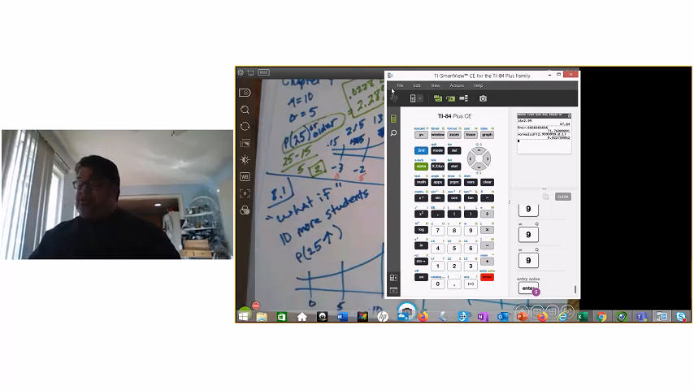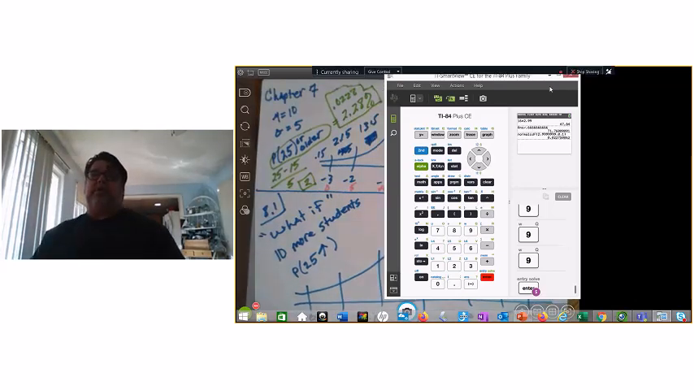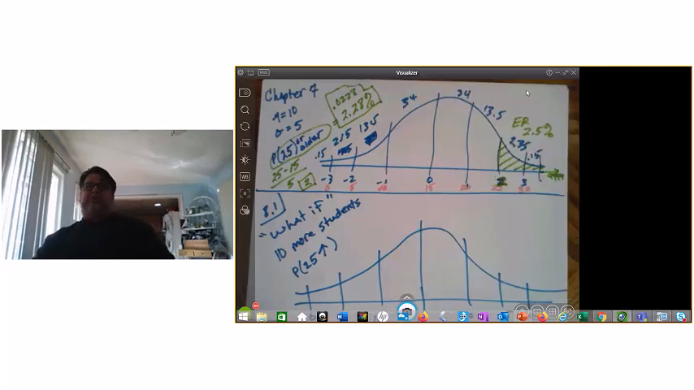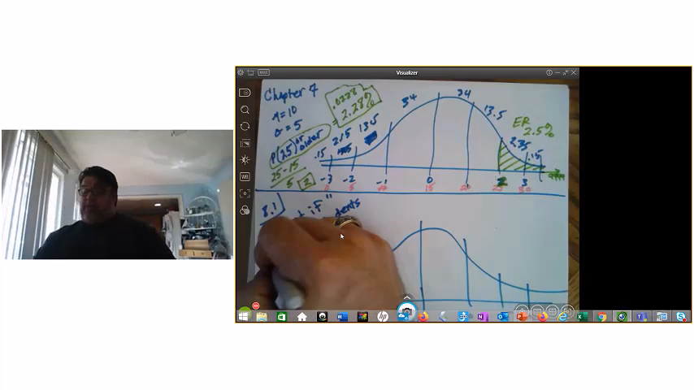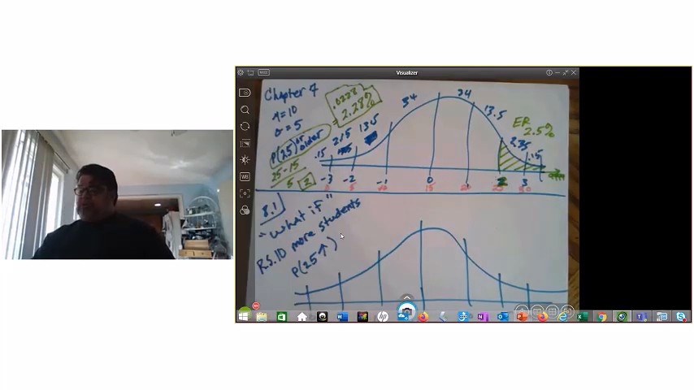But I can't use the same z-score because the z-score is in chapter 7. That's why it's in chapter 7. They're giving us more students. So they give you more students as a random sample of 10 or more students. Then you've got to change your z-score.